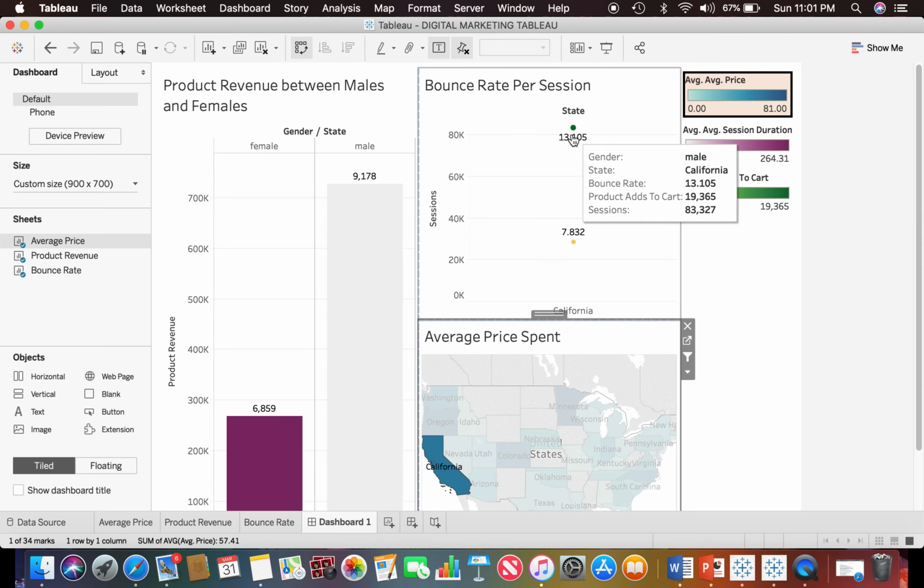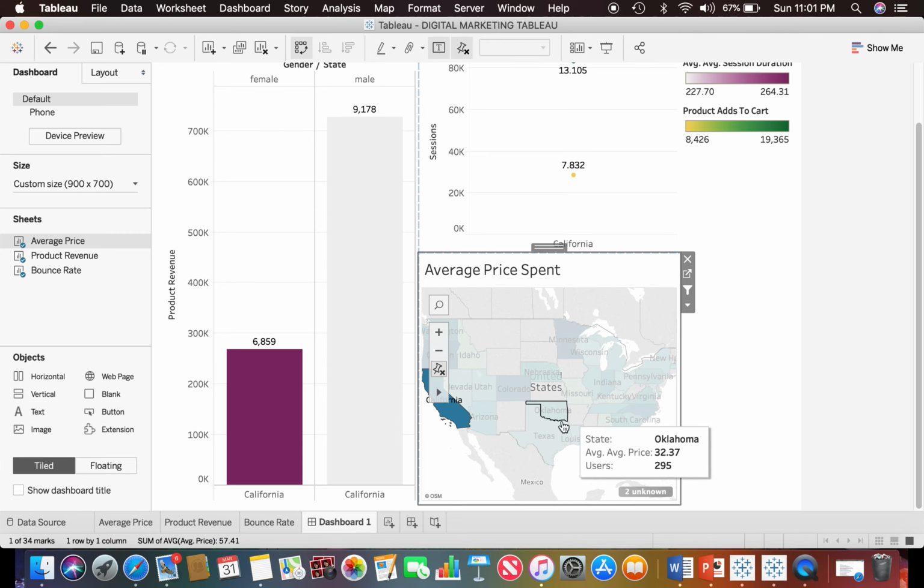Now, also, because there's more revenue being spent, there's a larger amount of sessions between males and females. Their numbers are completely different. As you could tell, with the larger amount of sessions, it looks like the bounce rate has almost doubled.